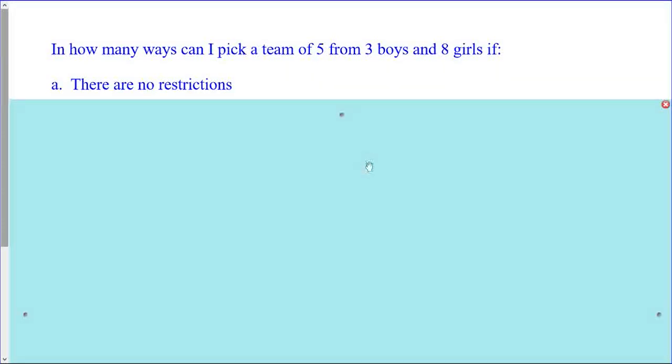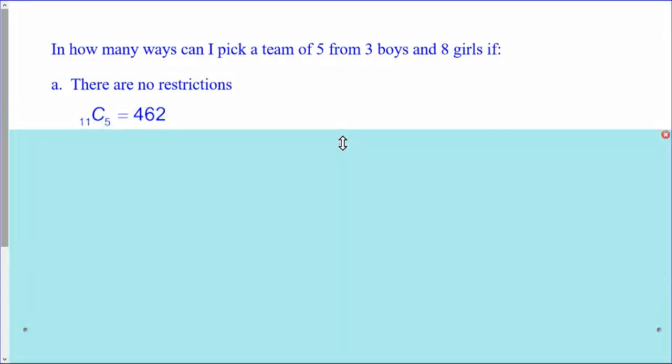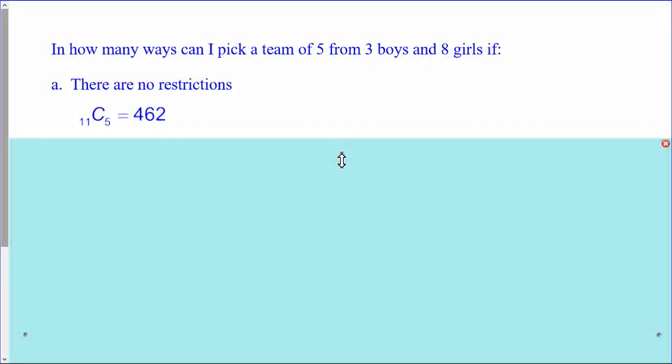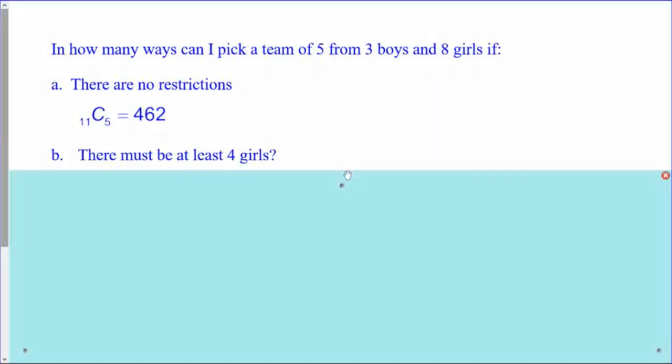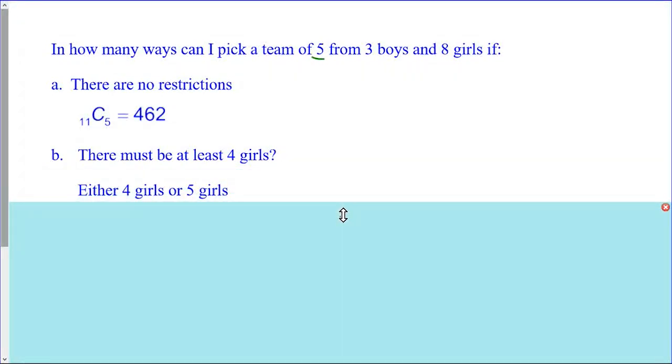In how many ways can I pick a team of 5 from 3 boys and 8 girls if there are no restrictions? Well, it's just going to be 11 combination 5. What if I need, though, at least 4 girls? Now, that means, remember, I'm picking 5 people. I could either have 4 girls or 5 girls.